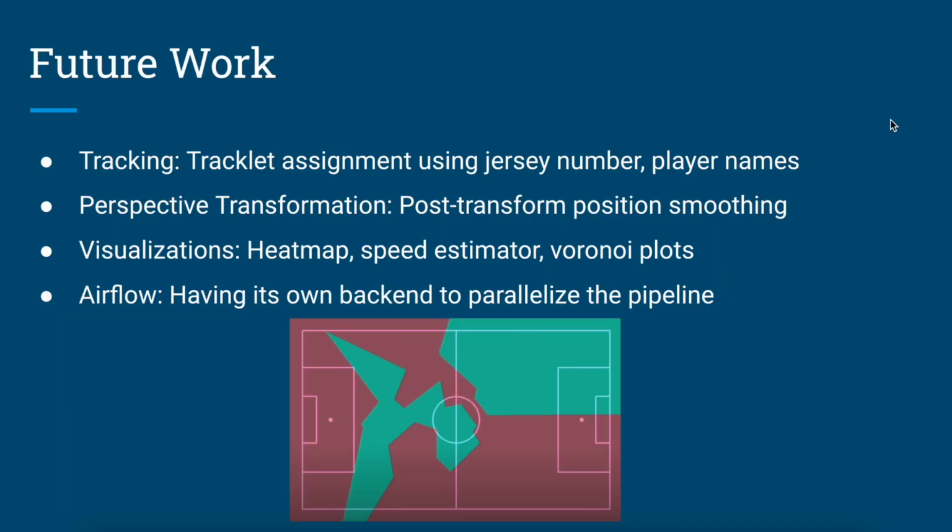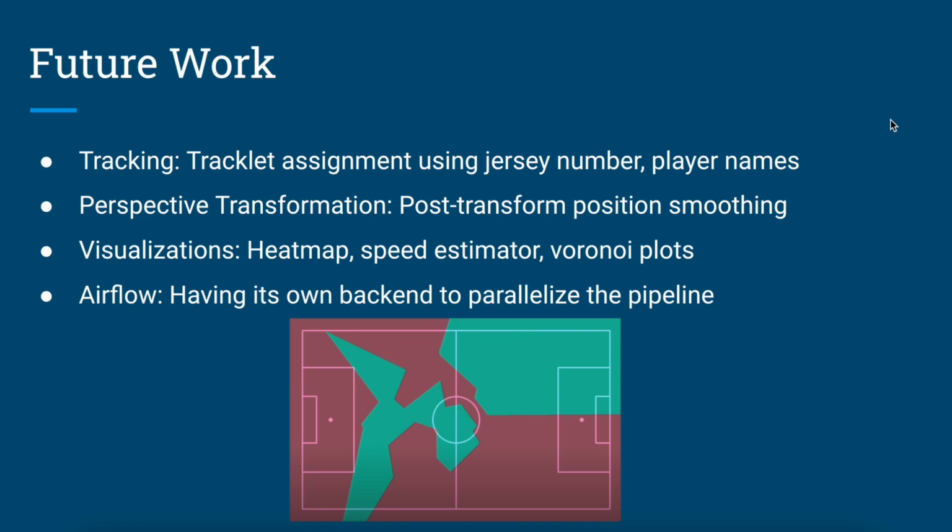Okay, so due to time limitations, we are not able to complete all the work that we would have dreamed. But here are some examples of our next steps if we had more time. First of all, to improve the tracking step, currently our tracklet assignment numbers are done arbitrarily based on the order of detection, but something that would be more informative is assigning the detected jersey numbers and player names to each tracklet.